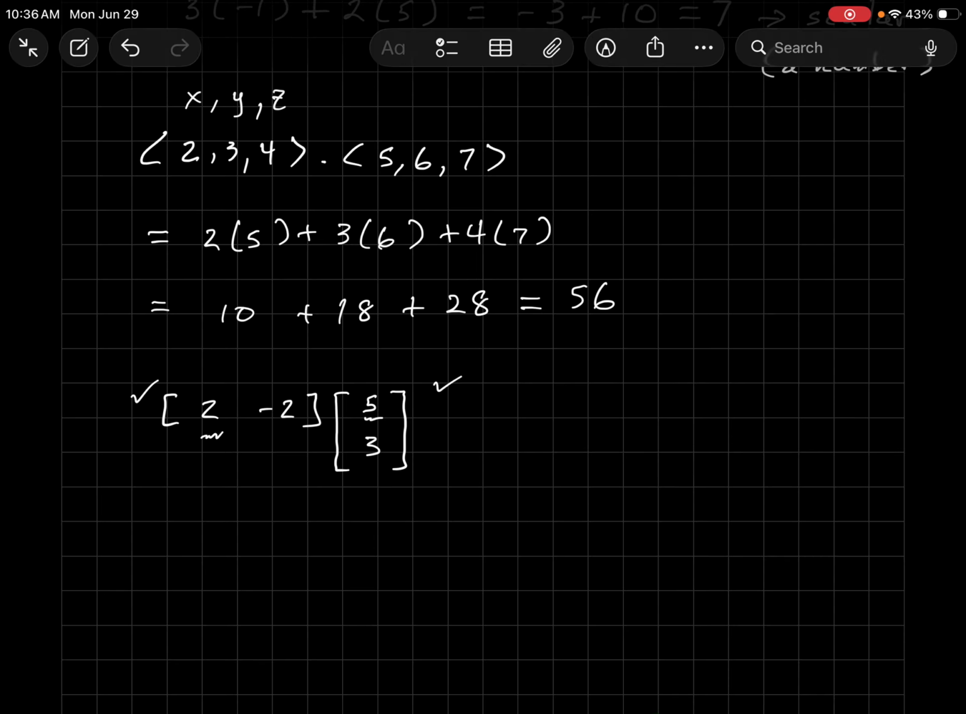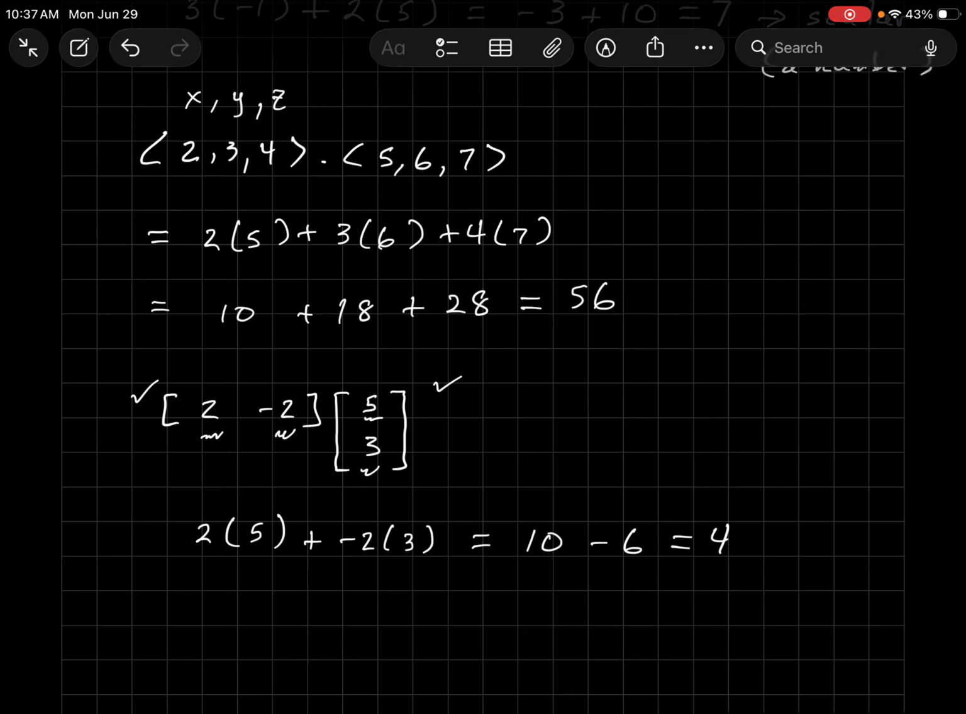the 2 is the x in the first one, the 5 is the x in the other one, we multiply them. And then the y is the second part in each one. So negative 2 times 3 would be my dot product. And then I add these things together. 10 plus negative 6 equals 4.